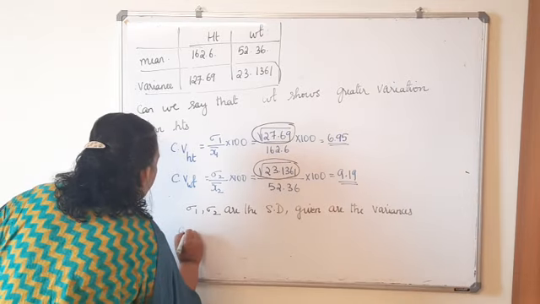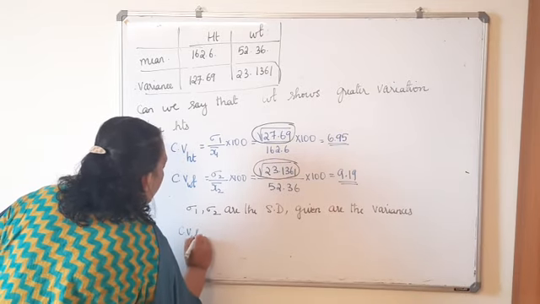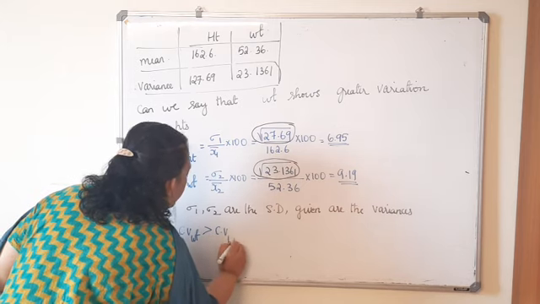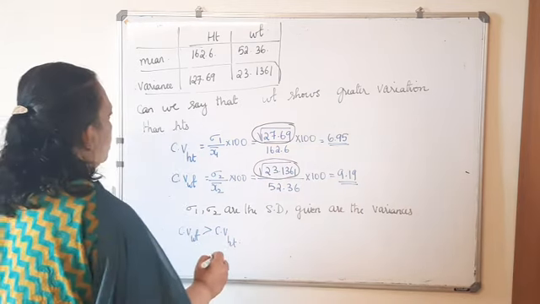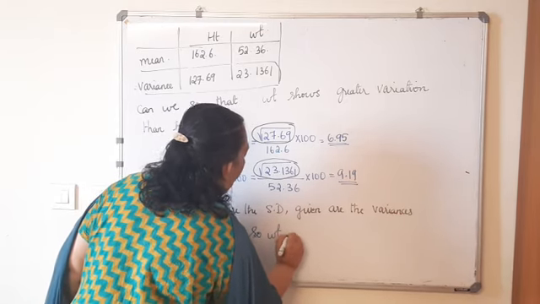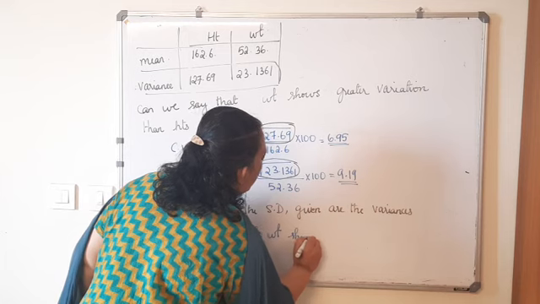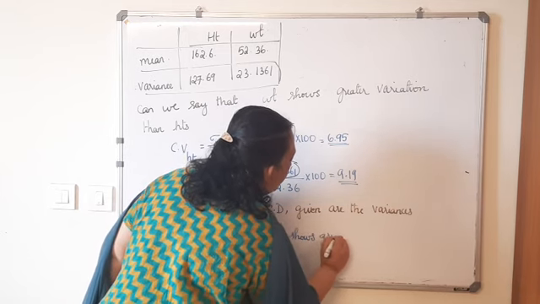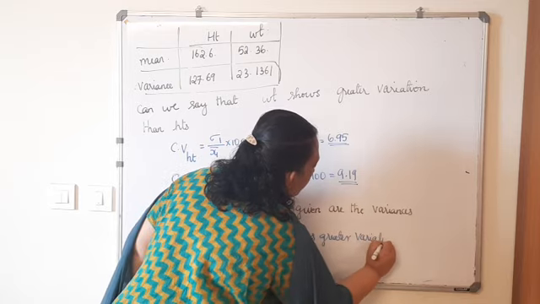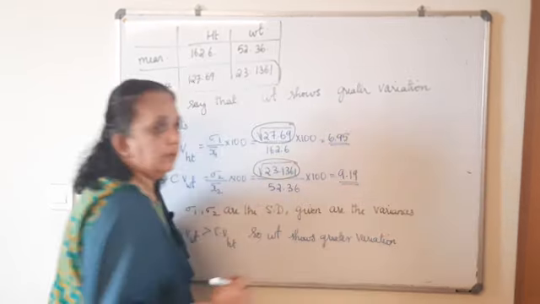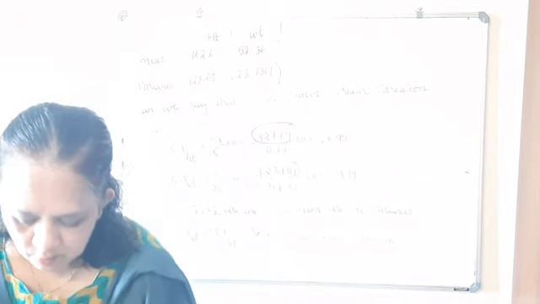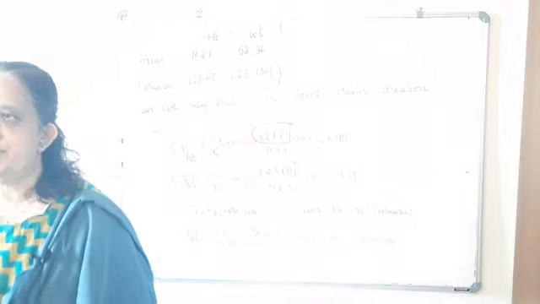Coefficient of variation for weight is greater than coefficient of variation for height. So weight shows greater variation. Weight shows greater variations. So what are the concepts we studied in this class?